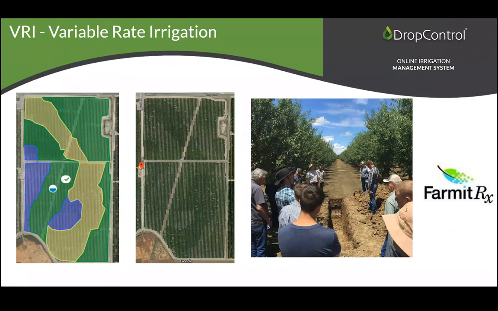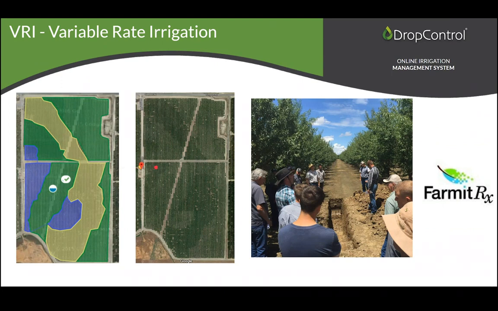Variable rate irrigation. This is a technique. We work with a partner here, FarmIt.RX. They do the soil mapping and the design, they place the sensors, and they give you recommendations based on your soil types. You can see on the left an almond orchard that was soil mapped, and we can see that sand stripe going by in yellow. The green was the medium soil, and in blue the heavy soil.